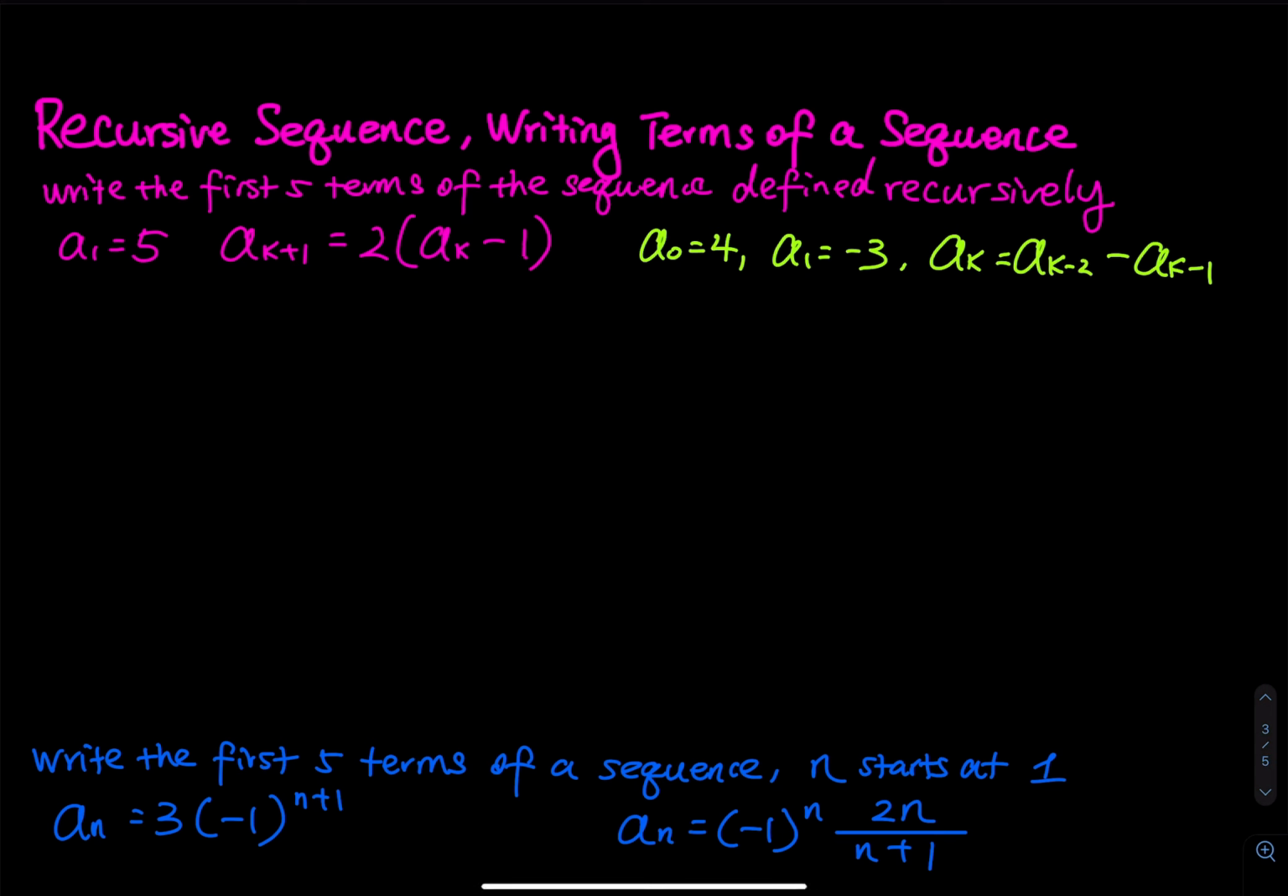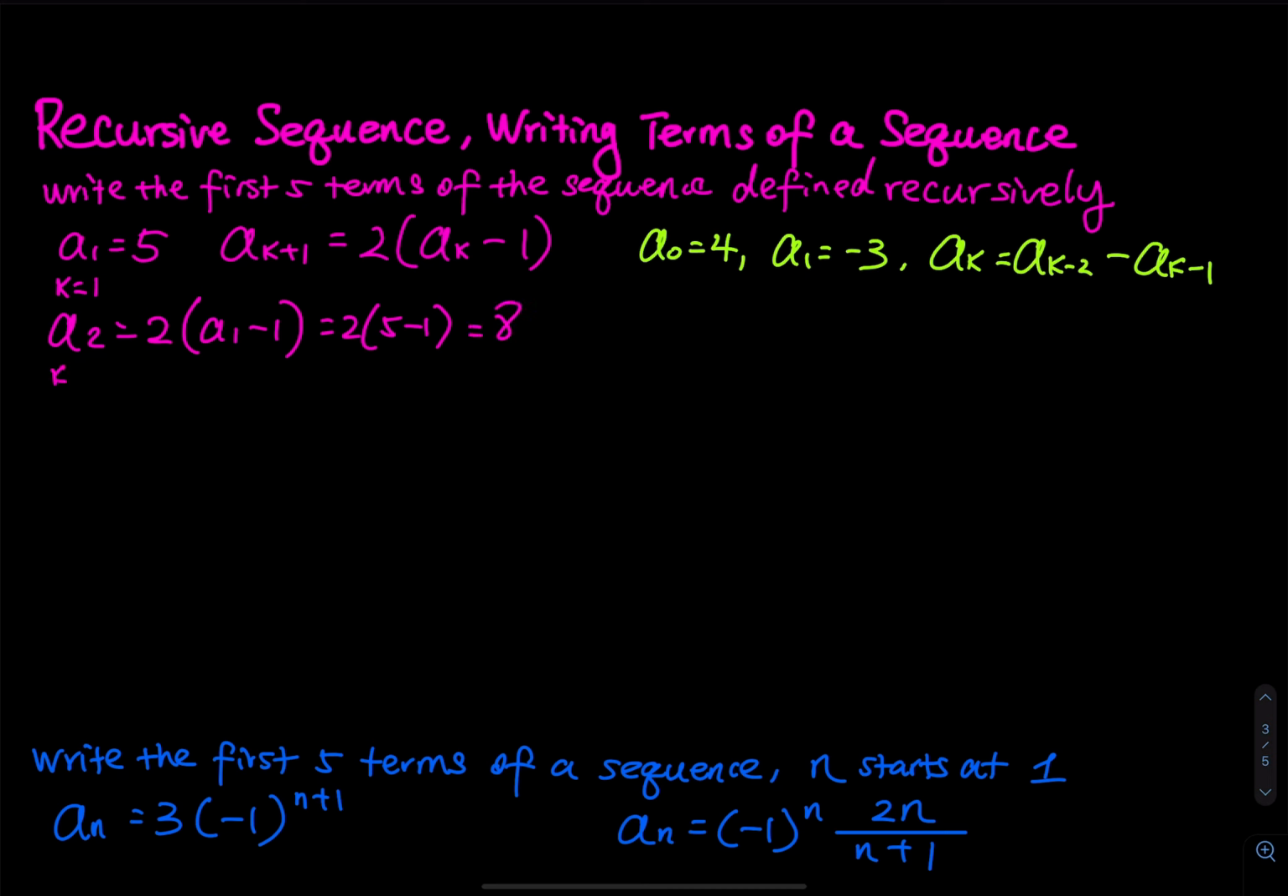So we have a1. So let's do a2. In order to find a2, I have to let k equal 1. So we have a of 1 plus 1, which is equal to 2, and then that is 2 times a of 1 minus 1. And then use what is given. I have 2 times 5 minus 1, 2 times 4 is equal to 8.